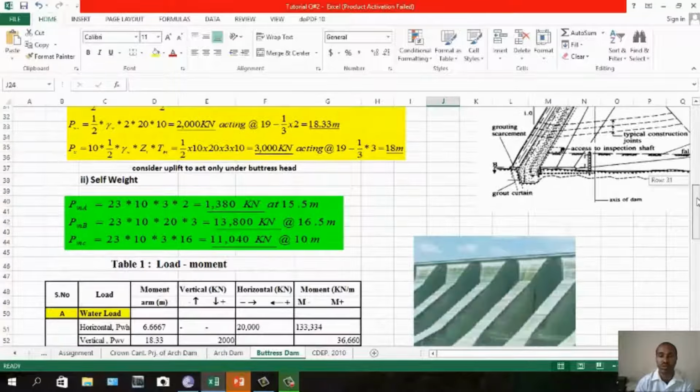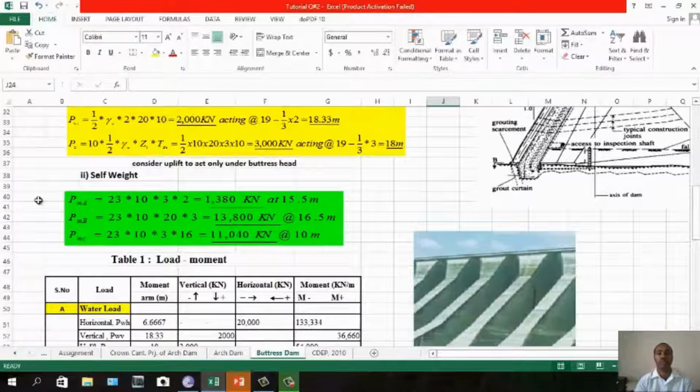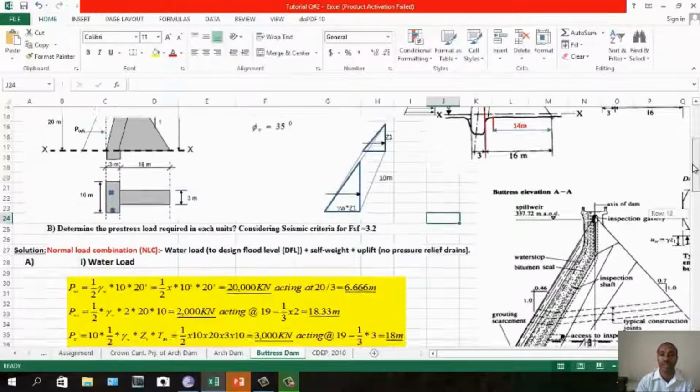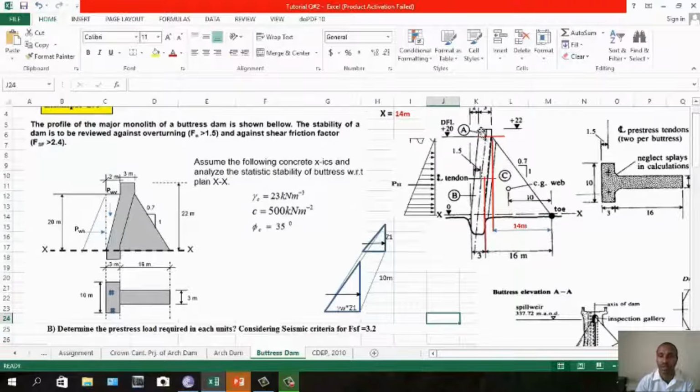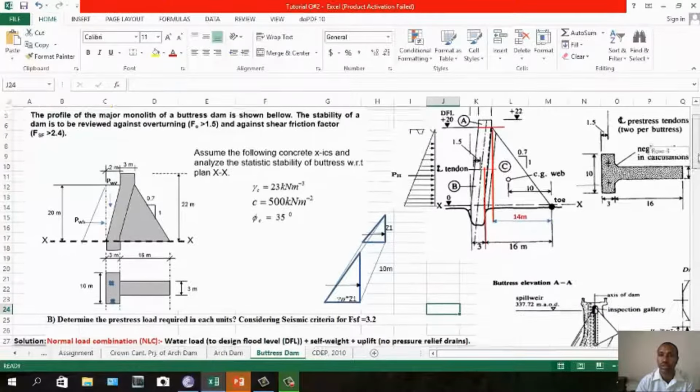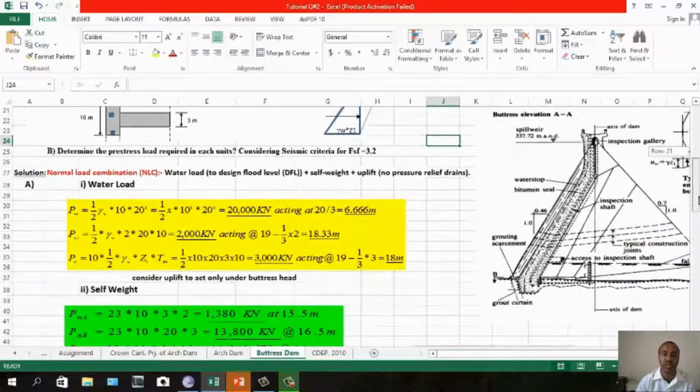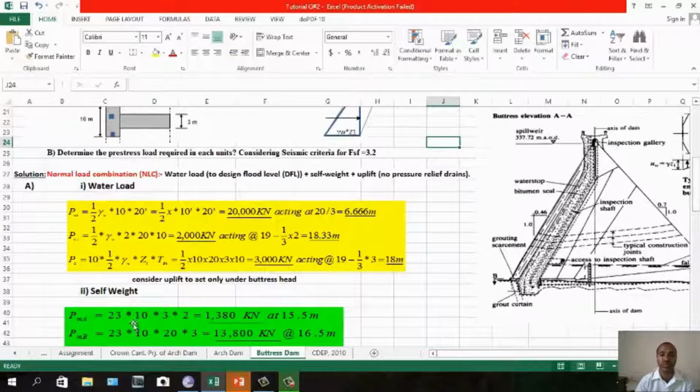So let us go to the self weight of the dam. You have portion A, gamma of concrete is 23, then 23 times 10 times 10 times 2. You have the 3 meter, 3 meter here, then 2 meter height, 22 minus 20, 2 meter. So height times width times internal width, which is 10 meter. So you get this acting at 15.5.